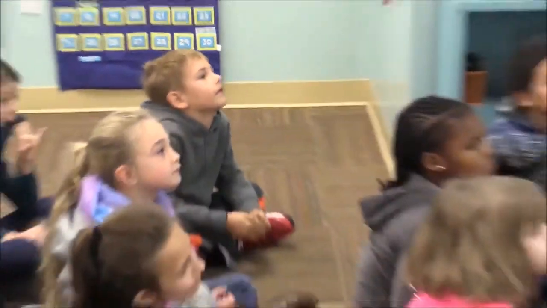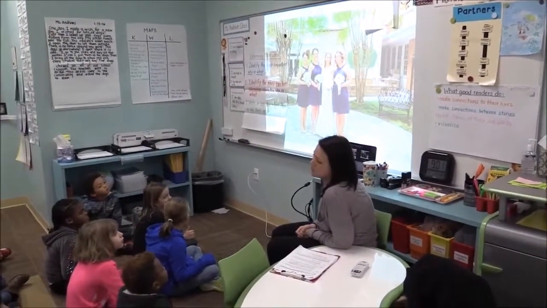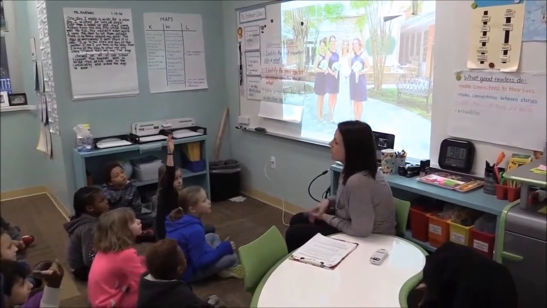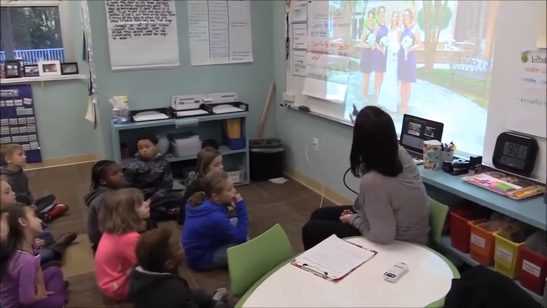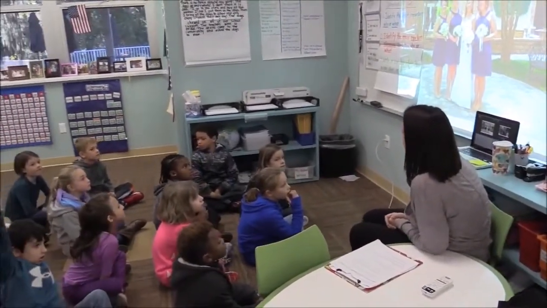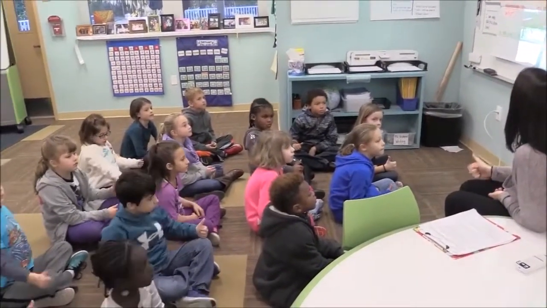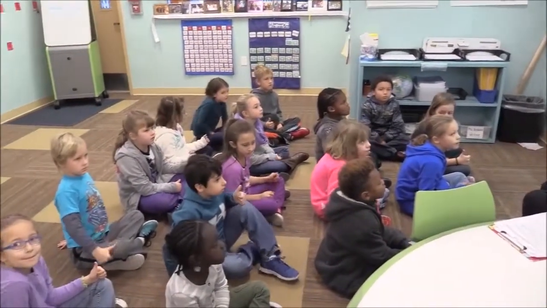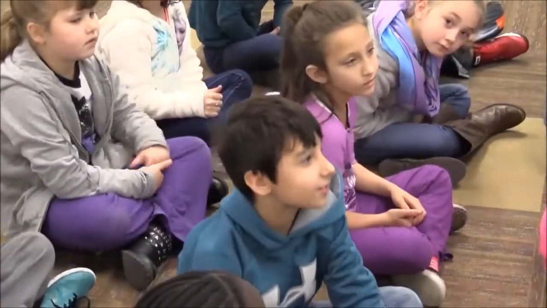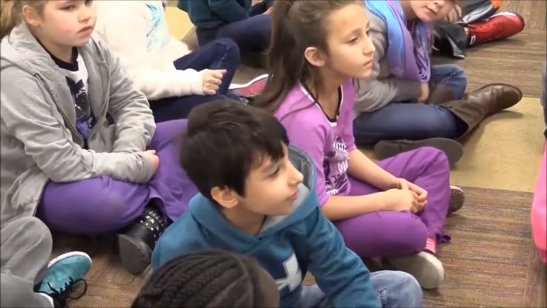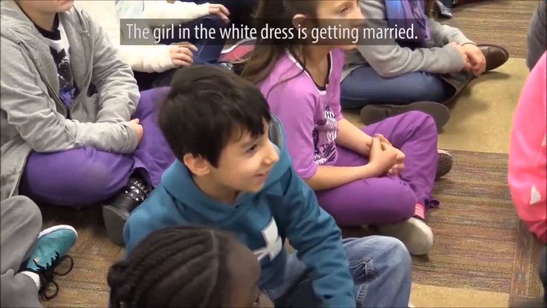Step number 2 is to identify the most important information about the who or what. I'm going to give you some think time. So we said the most important who or what is the girl in the white dress. I'm on your knee if you'd like to share the most important information about the who or what. Aiden? The most important thing about the who or what is the girl in the white dress getting married.